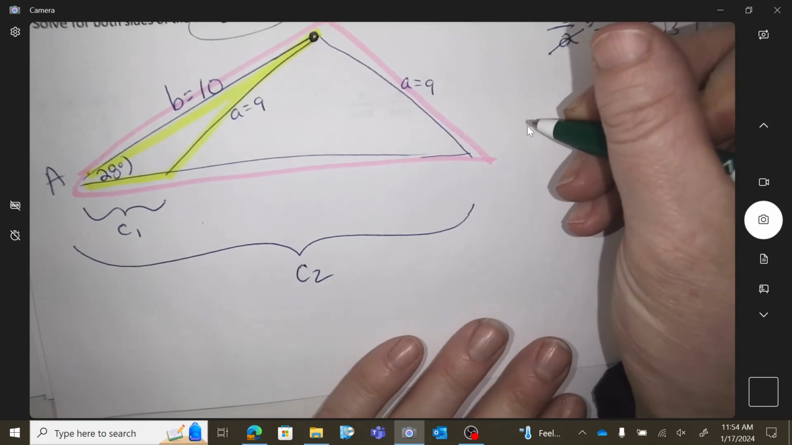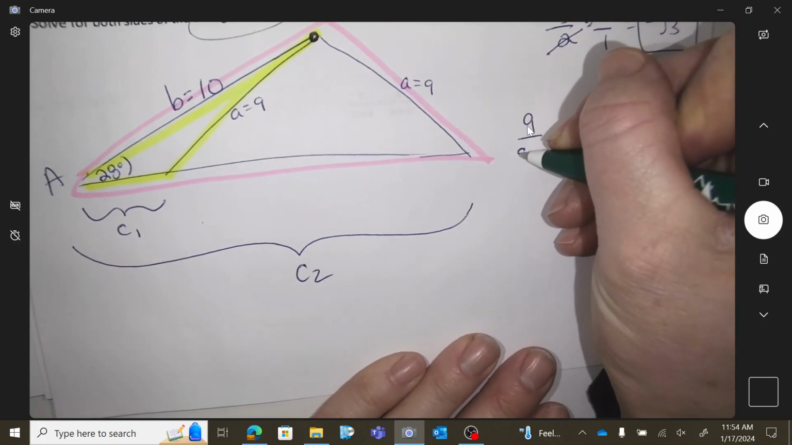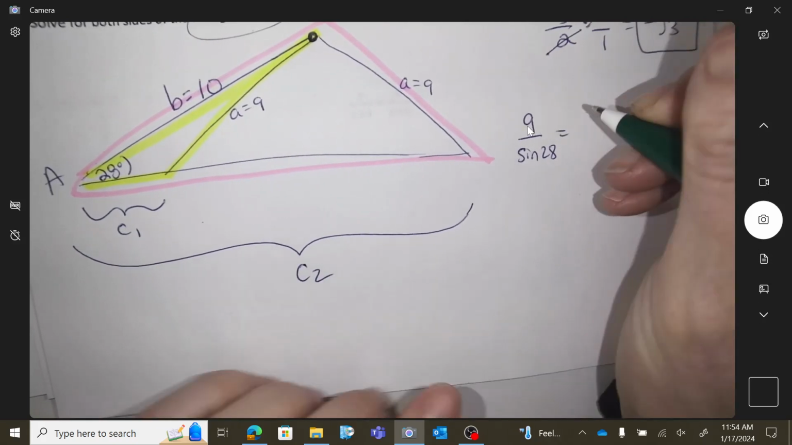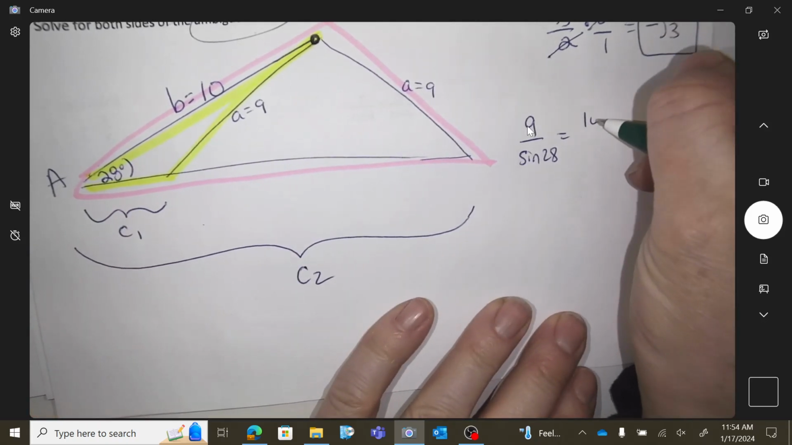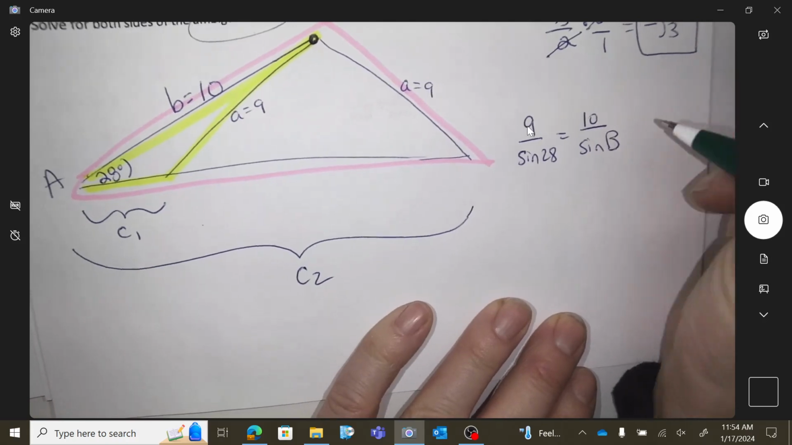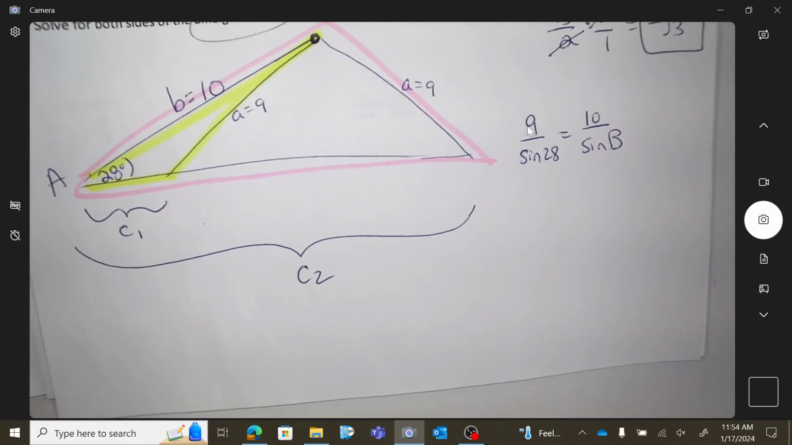Okay, here we go. 9 over sine 28. Right? That's the pair. Equals 10 over sine B. I need angle B.